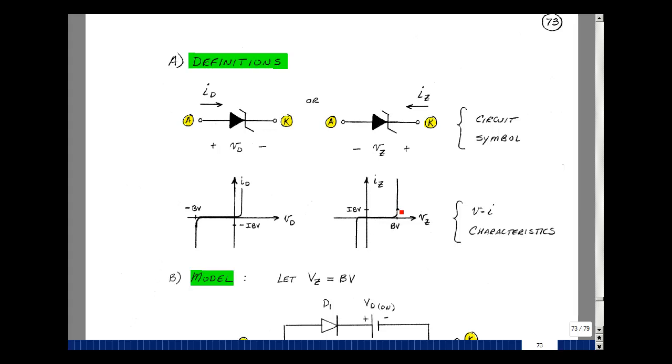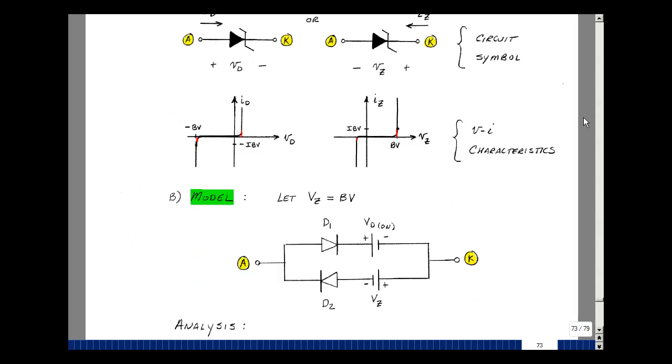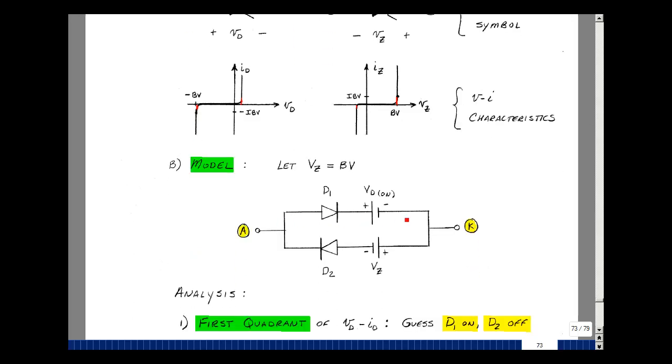Suppose that we straighten these lines out, and likewise over here. When you're in the first quadrant here, we have really our model we've had before of an ideal diode and a battery, and that's really what this is here in the third quadrant. So let me propose the following model for a Zener diode. I'll use an ideal diode and a battery V sub D on, and then when we're in the third quadrant, I'm going to put the same thing but in the opposite direction. I'll call this voltage BV here V sub Z. Let's see if this model actually works.